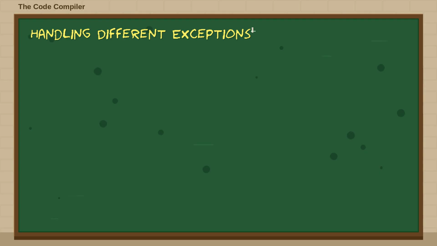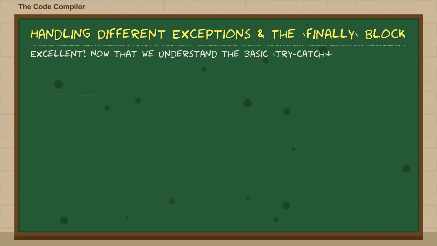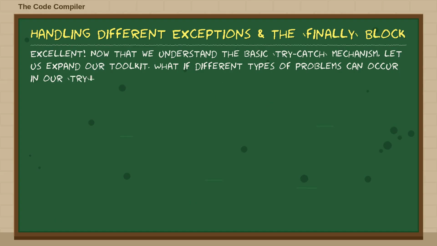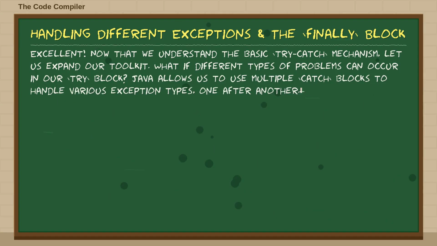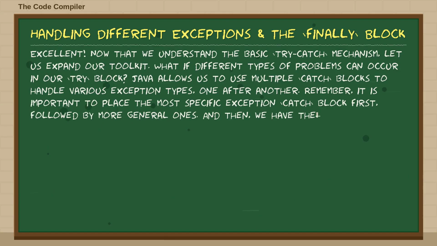Excellent. Now that we understand the basic try-catch mechanism, let us expand our toolkit. What if different types of problems can occur in our try block? Java allows us to use multiple catch blocks to handle various exception types, one after another. Remember, it is important to place the most specific exception catch block first, followed by more general ones.